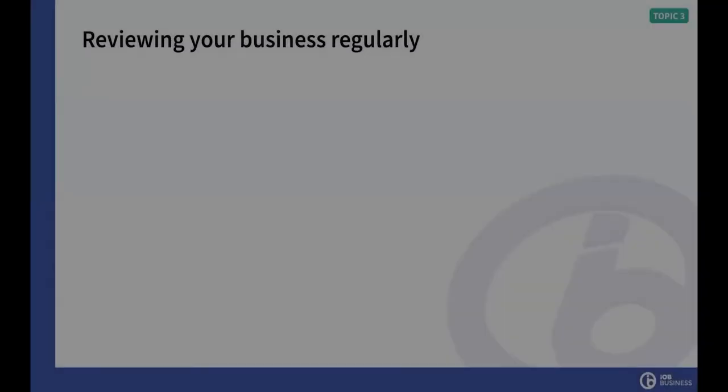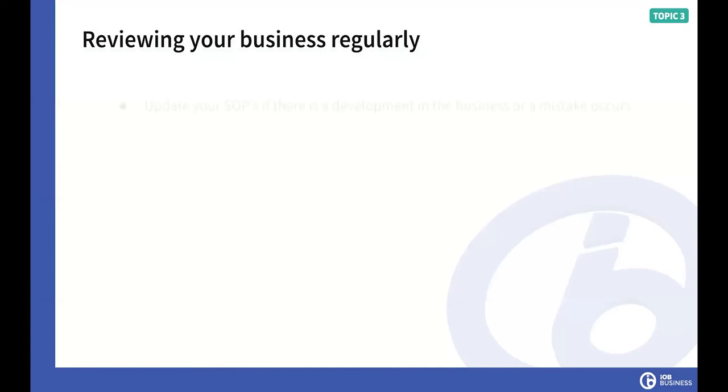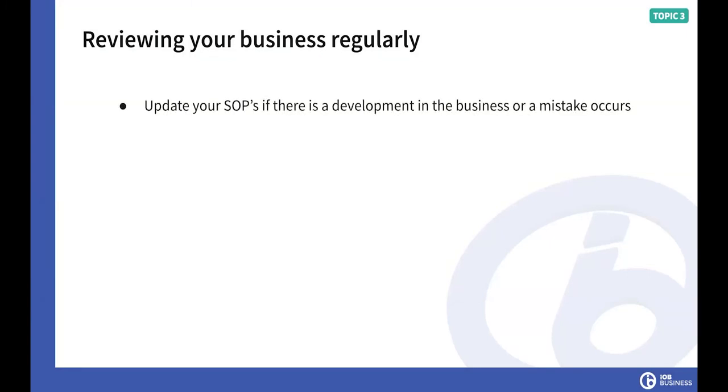Okay, so when you're reviewing your business on a regular basis, you want to update your SOPs if there's a development in the business or a mistake occurs. Okay, so reviewing your business regularly, like we spoke about at the start of today's presentation, we want to make sure that any documentation that needs fixed is getting fixed regularly. We want to make sure that any reviews are being done regularly. Okay, so the first thing to know about reviewing your business regularly is to update your SOPs if there is a development in the business or a mistake occurs.